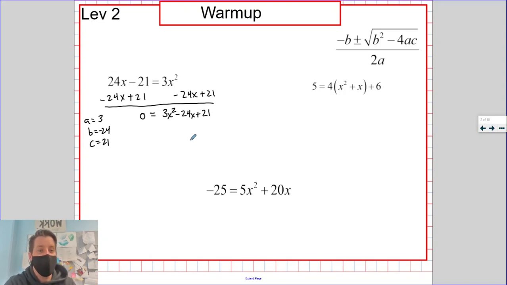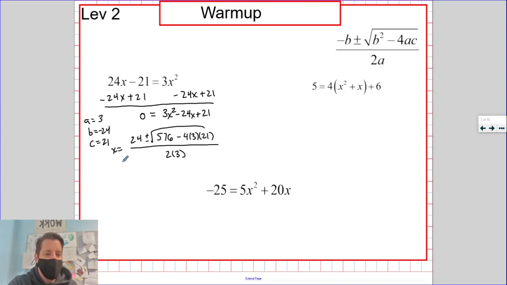Now I'm going to fill in my quadratic formula, x equals opposite b, and so on and so forth, and we'll see how that goes. Okay, I have filled into the quadratic formula. The 576 comes from negative 24 times negative 24. It needs to be positive because we are taking something times itself.